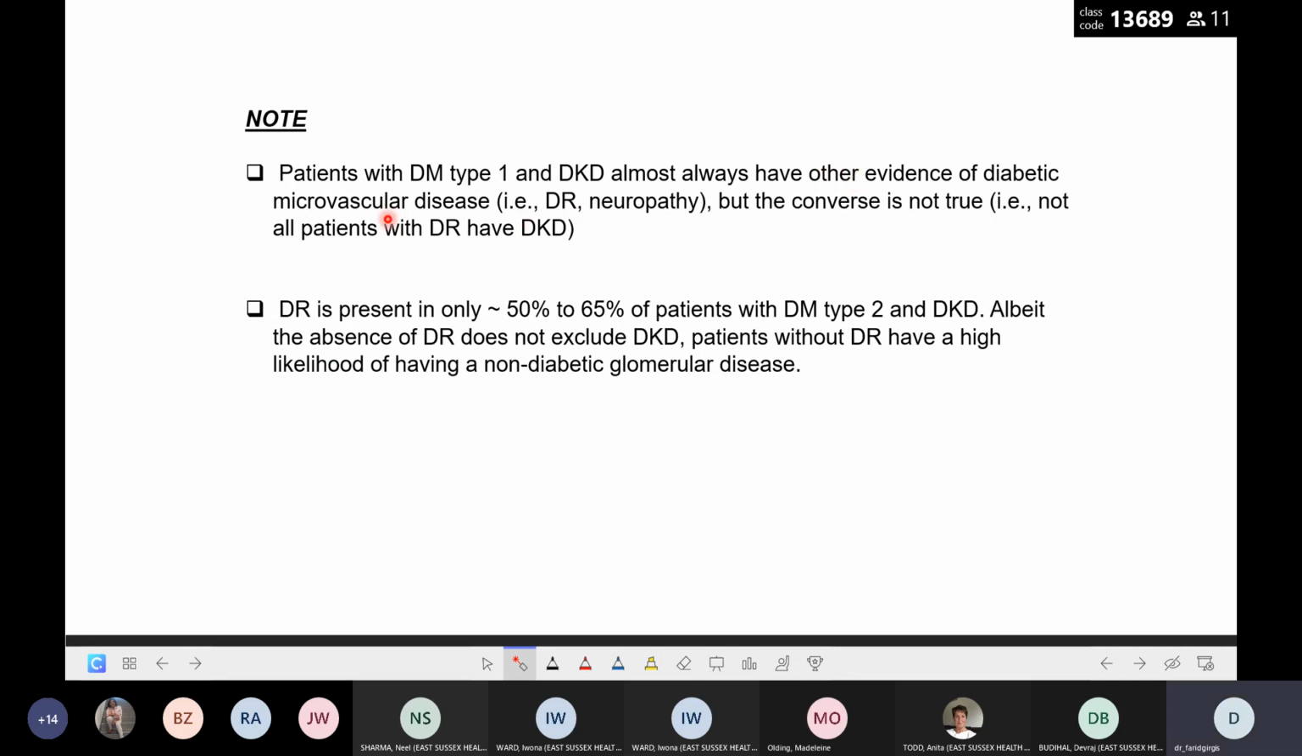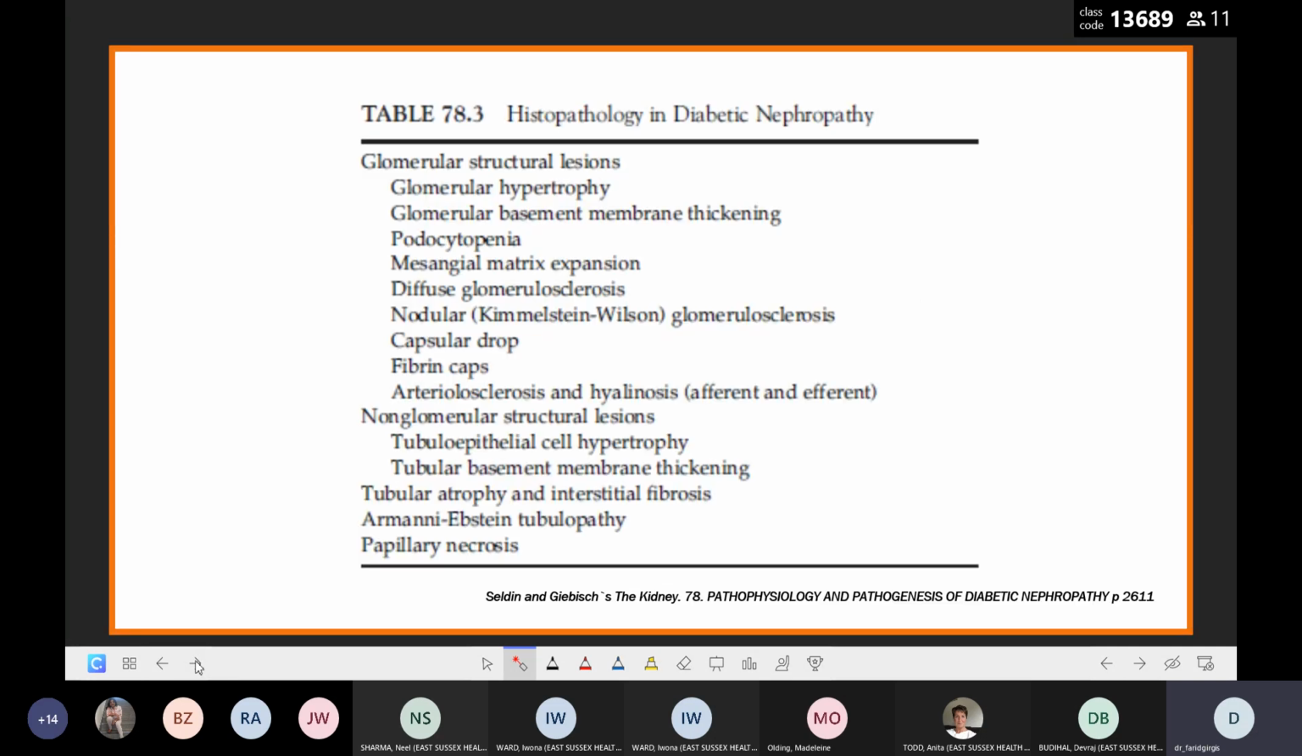This is what I said. Patients with type 1 diabetes and diabetic kidney disease almost always have other evidence of diabetic microvascular disease like retinopathy or neuropathy. But the converse is not true. Not all patients with diabetic retinopathy have diabetic kidney disease. And diabetic retinopathy is present only in 50 to 65% in type 2 diabetes with diabetic kidney disease. I think this is what we said in the last slide.